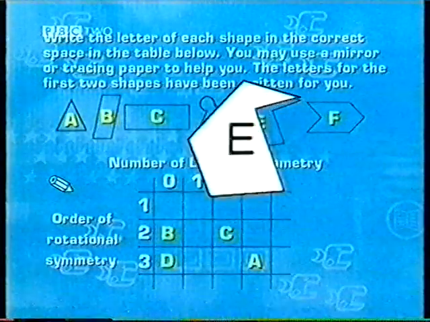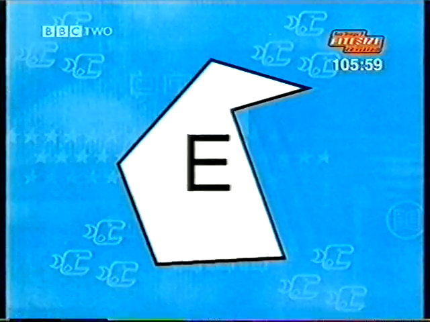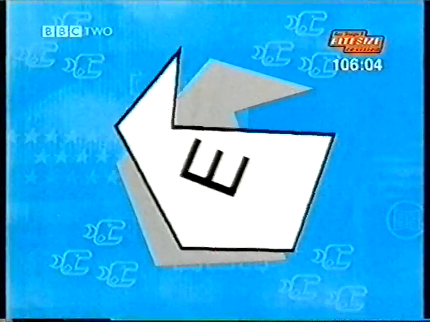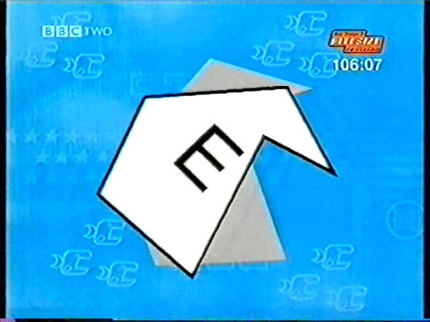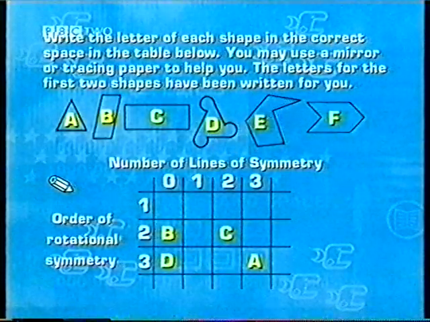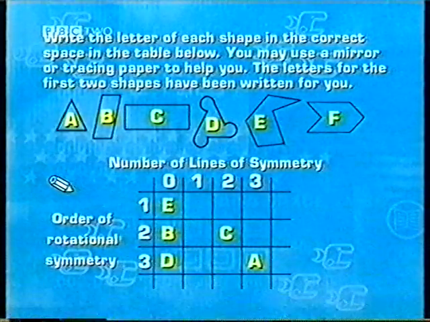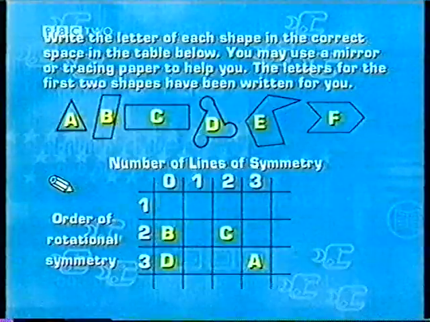Right, what about shape E? For shape E, there are no lines of symmetry you can draw so that one half of the shape will fold exactly onto another half of the shape. So shape E has no lines of symmetry. If you rotate shape E, it does not look the same again until it's back in its original place. So the order of rotational symmetry of shape E is 1. Write E in a box under 0 on the number of lines of symmetry, and a box across from 1 on order of rotational symmetry. So that's here.